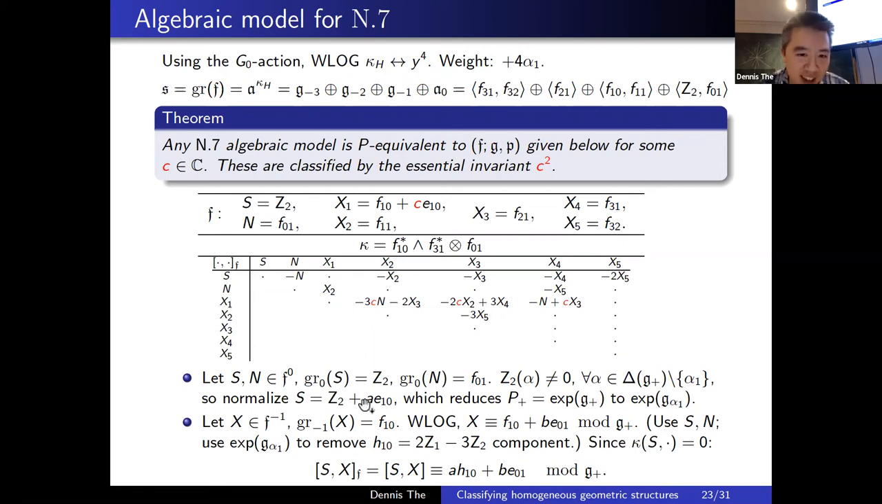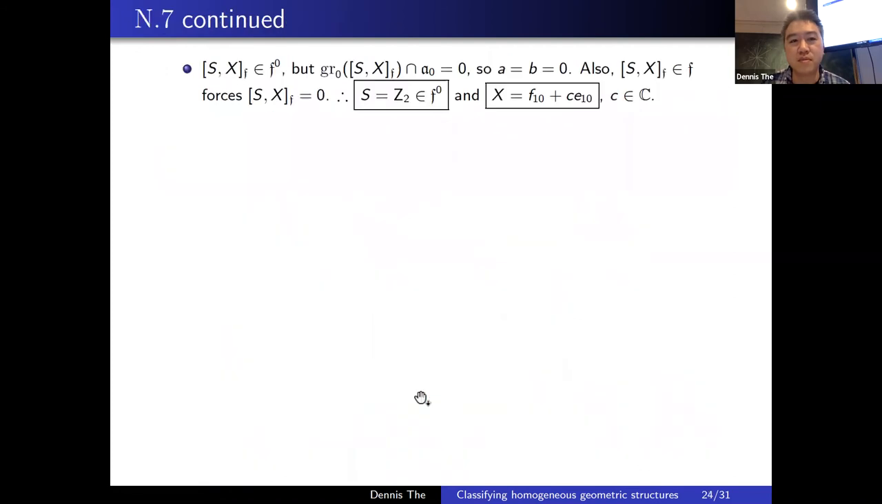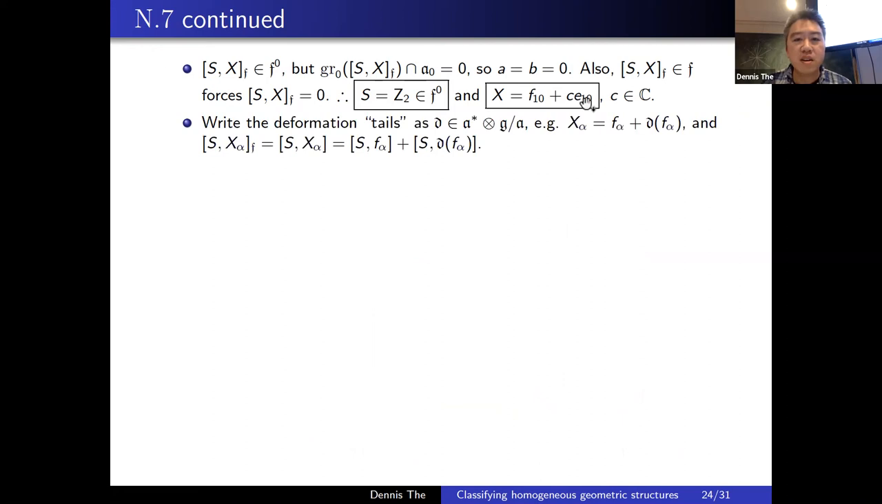Okay, and then that's nice because then I don't have this higher tail here. I have this nice semi-simple element. So that was the argument I just did right here. So S looks like this. X in general is just going to look like this. You still have this deformation. Okay, what about general deformation tails?